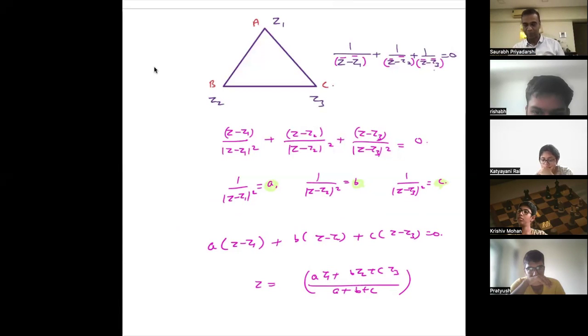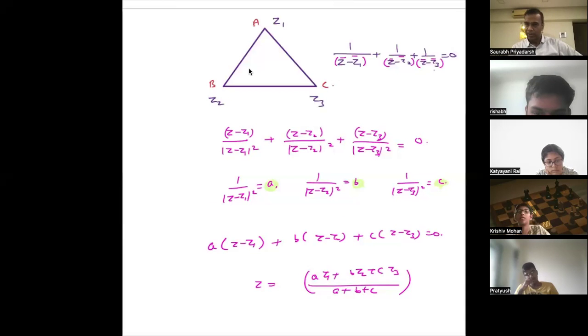How? From this result, I'm saying I know this is now lying inside the triangle. How is this possible? Anyway, give some more hints.